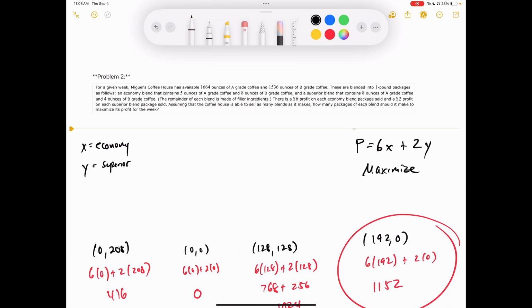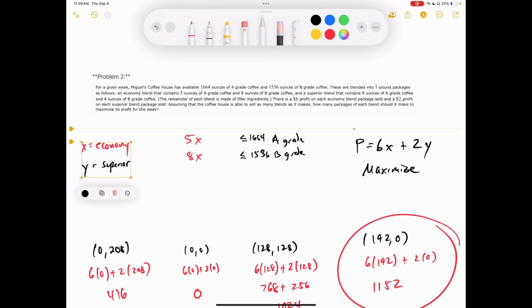For the coffee problem, for a given week, Miguel's Coffee House has available 1,664 ounces of A grade. So that's how much coffee they can use. So that would be less than or equal to 1664. And of the B grade, they have 1536. They're blended into 1 pound packages. For the economy blend, so we'll make that red, we need 5 ounces of the grade A and 8 ounces of the grade B.